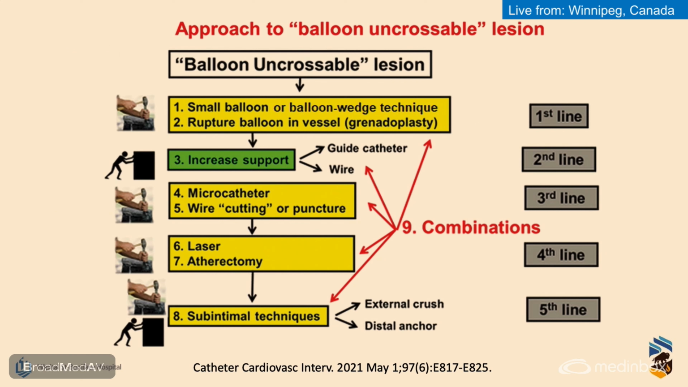Just a bit of background on balloon uncrossable lesion. This is from Dr. Barlakis' paper, and they attempted some of these maneuvers with trying to cross with a smaller balloon, increasing the guide and the wire support, but they were unsuccessful. They didn't try atherectomy at the time, and so now the patient's back for procedure with upfront atherectomy. So I'll turn it over to the team in the lab.